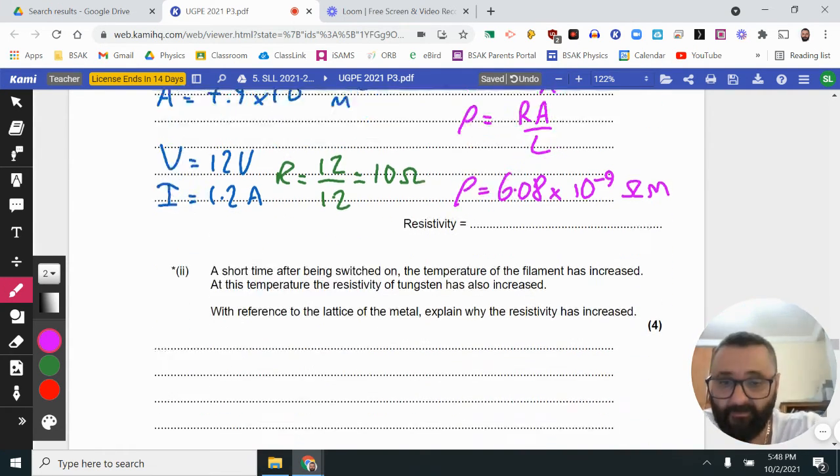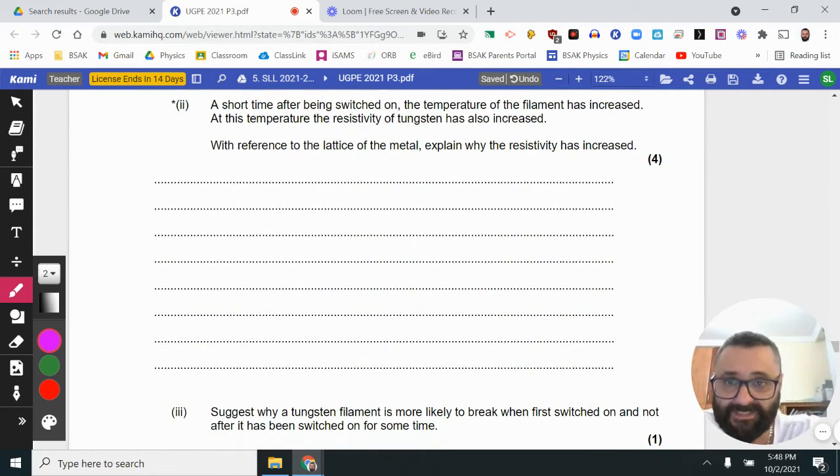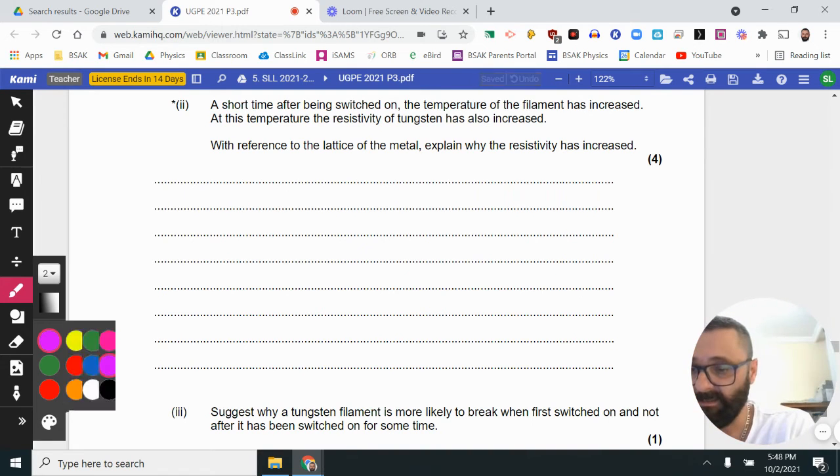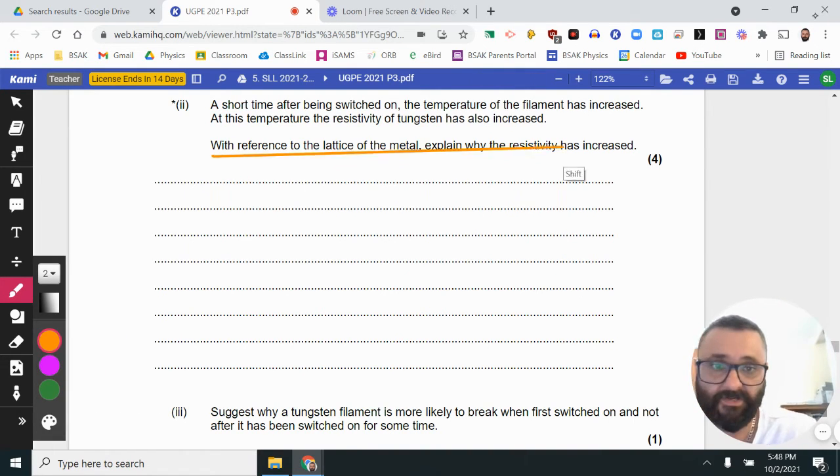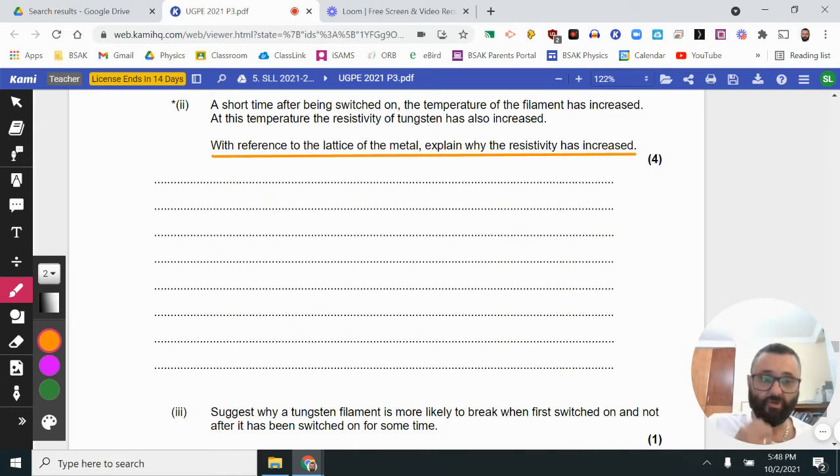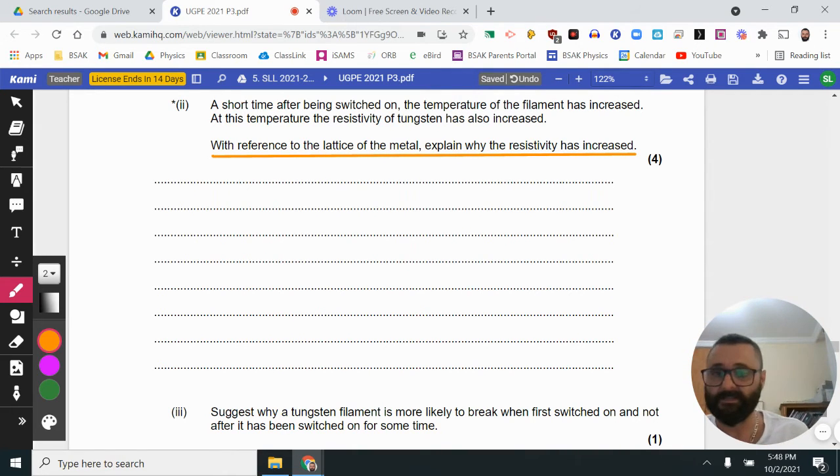Right, a short time after being switched on, the temperature of the filament has increased. At this temperature, the resistivity of the tungsten has also increased. With reference to the lattice of the metal, explain why the resistivity has increased. Right, please answer the question being asked, or do what the question asks you to. So with reference to the lattice, we have to reference both the lattice and resistivity here. Otherwise, we're going to drop marks.